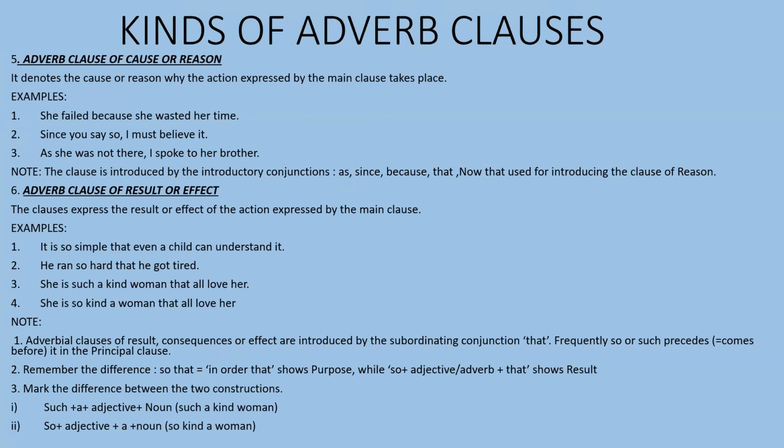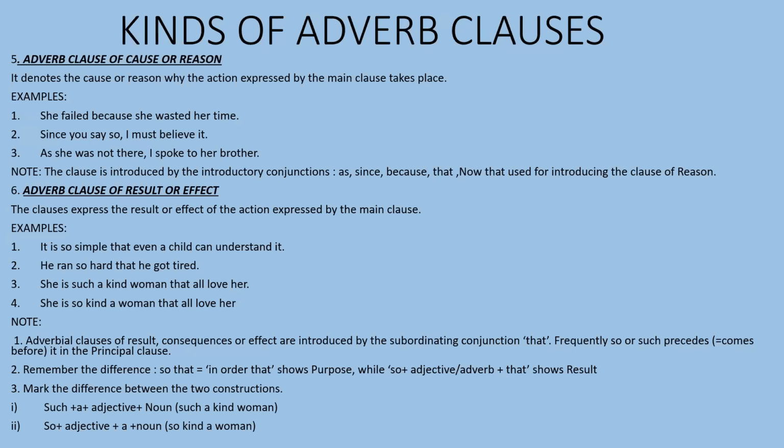Let's look into adverb clause of cause or reason. It denotes a cause or a reason why the action expressed by the main clause takes place. She failed because she wasted her time. This is telling about the reason. Since you say so, I must believe it. The clause is introduced by the conjunctions as, since, because, that, now that, used for introducing the clause of reason.